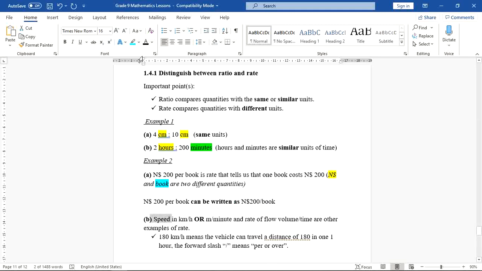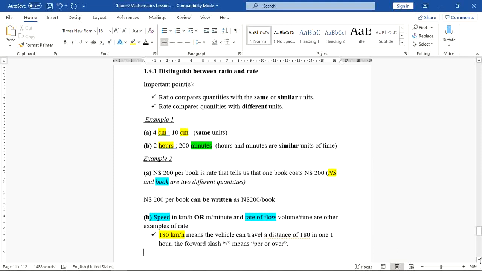And then we have a famous rate. Speed is a famous rate. It compares kilometers to hours, or meters to minutes. Even the rate of flow, which uses volume per time, is also an example of rate. Speed and rate of flow are famous rates because they are comparing 2 different quantities. If you look at speed, it's kilometers per hour. Kilometer is a unit of distance and hour is a unit of time. If you look at this rate of 180 kilometers per hour, it means the car can travel a distance of 180 kilometers in 1 hour. The slash means per or over.